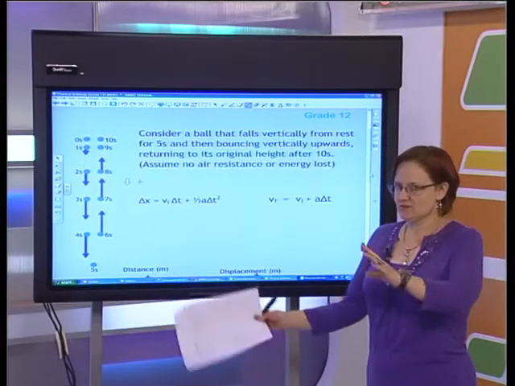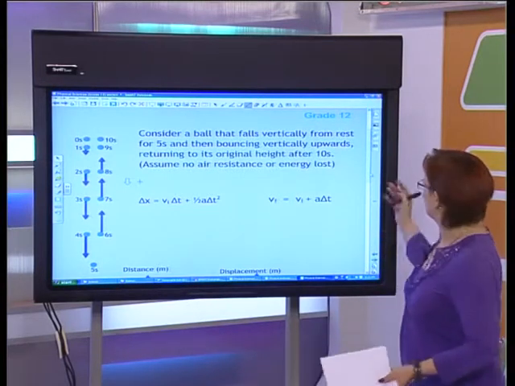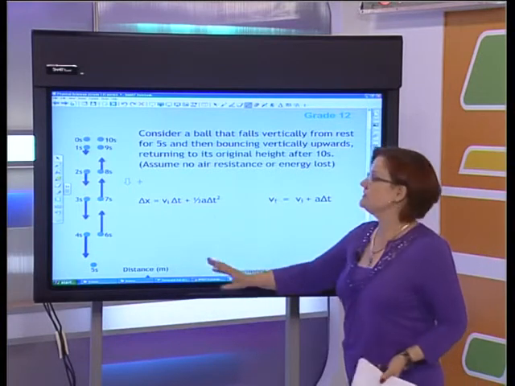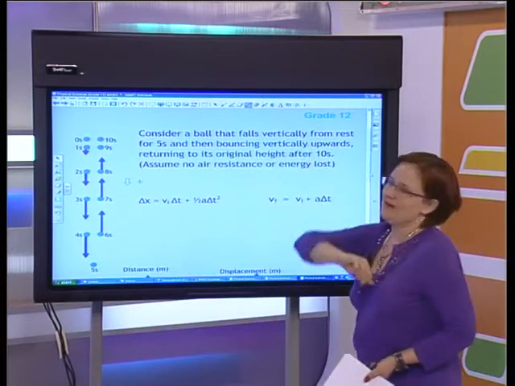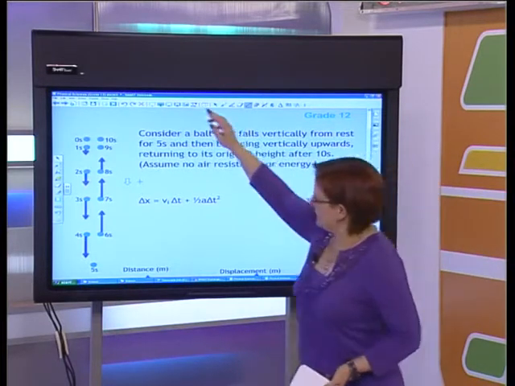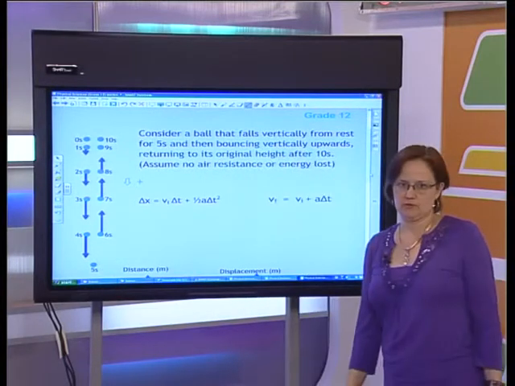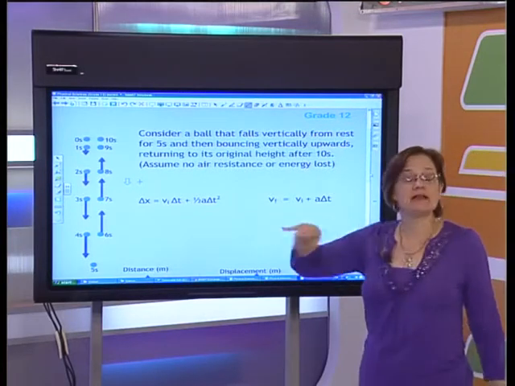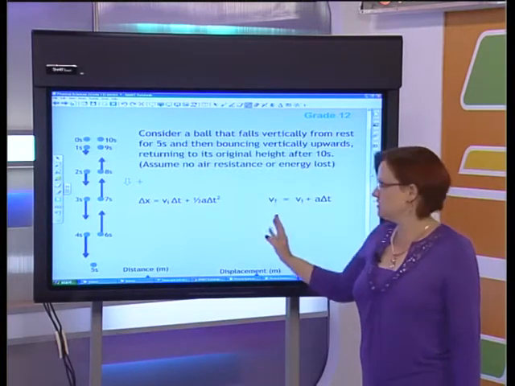Excellent. Okay, well, we're going to talk a little bit more about graphs because we realize that's definitely more the issue than the actual calculation. So what we have here is a very simple problem with a nice picture which makes it a bit easier that says consider a ball that falls vertically from rest for 5 seconds. Okay? So they're telling you the ball falls, hits the ground, and then bounces vertically upwards, returning to its original height after 10 seconds.